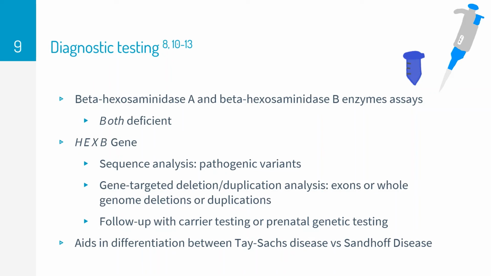whole genes. If HexB pathogenic variants are found in an affected patient, their family members and relatives can seek genetic counseling for carrier testing or prenatal genetic testing. These tests can help differentiate Sandhoff disease from Tay-Sachs disease, since both conditions present with identical symptoms and have similar clinical manifestations.